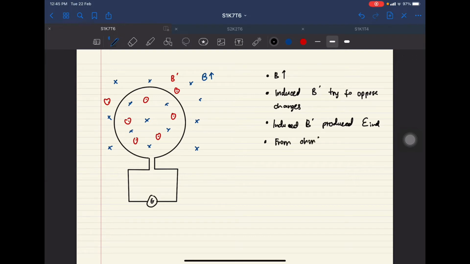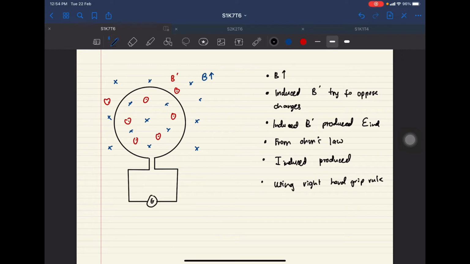Using Ohm's law, V equals IR. So if you have V, which is the induced voltage, the induced EMF, you expect to have an induced current as well. So the induced EMF will produce I induced. For the direction of I induced, you have to use the right hand grip rule. You now can determine the direction of induced current.